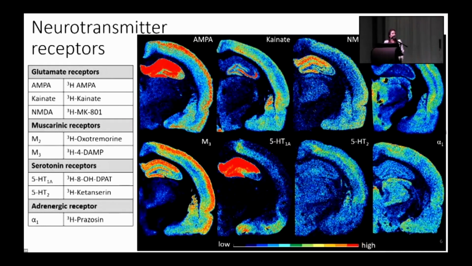Till today, we generated comprehensive data of these 8 neurotransmitter receptors, which are shown in the table on the left side. And they all show different regional and laminar distribution patterns throughout the brain tissue. Today, I want to focus on the parcellation scheme based on the distribution patterns of the muscarinic M2 receptors.